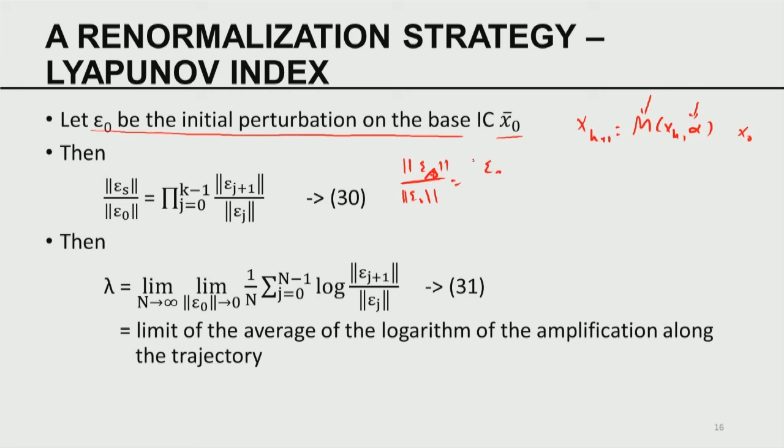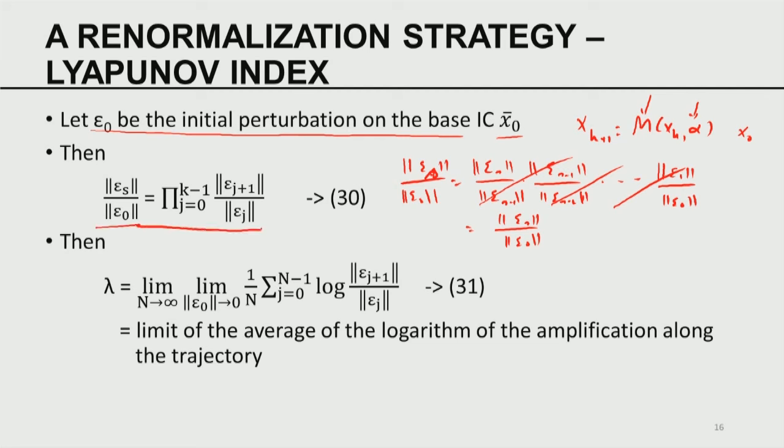So what is that? Epsilon s divided by epsilon s minus 1 times epsilon s minus 1 divided by epsilon s minus 2, likewise epsilon 1 divided by epsilon naught, all the cross terms cancel, leaving behind epsilon s divided by epsilon naught. Therefore, this ratio is equal to the product of the ratios between two successive times. So what is that we are interested in? I am interested in the ratios at two successive times, the product thereof gives you the ratio of epsilon s to epsilon naught. So, you can readily see this product is given by this ratio.